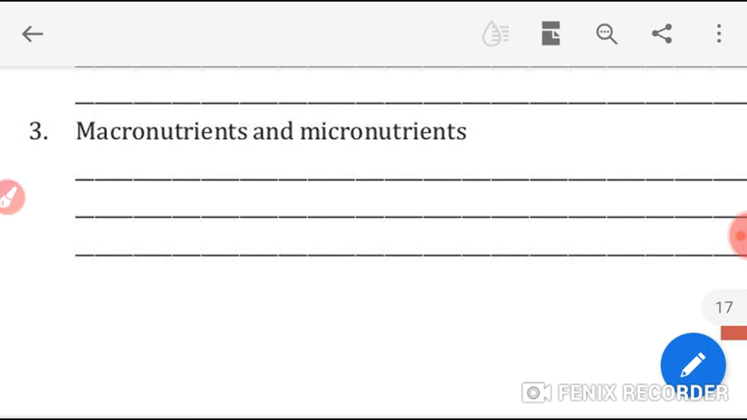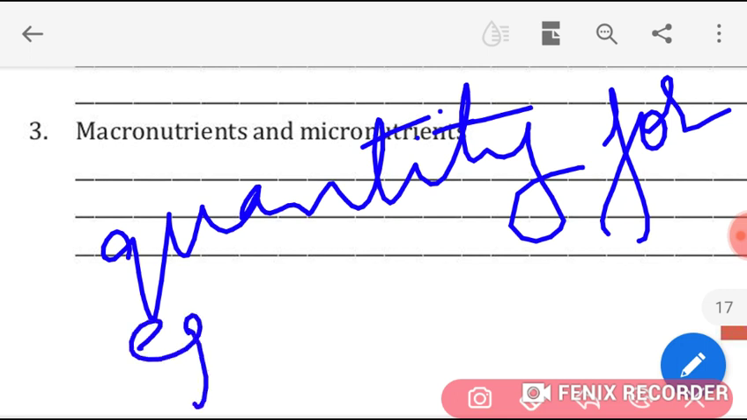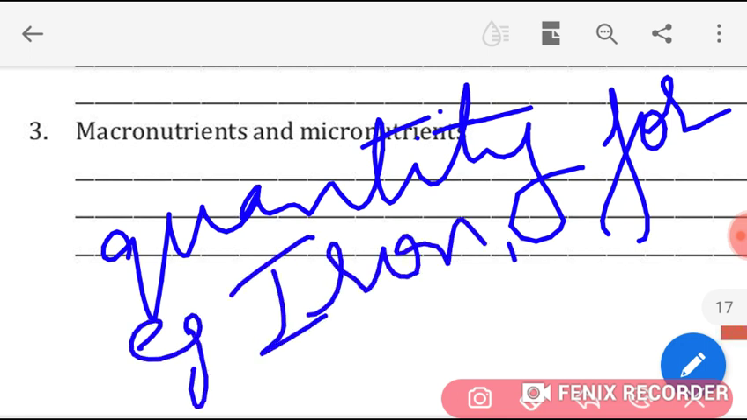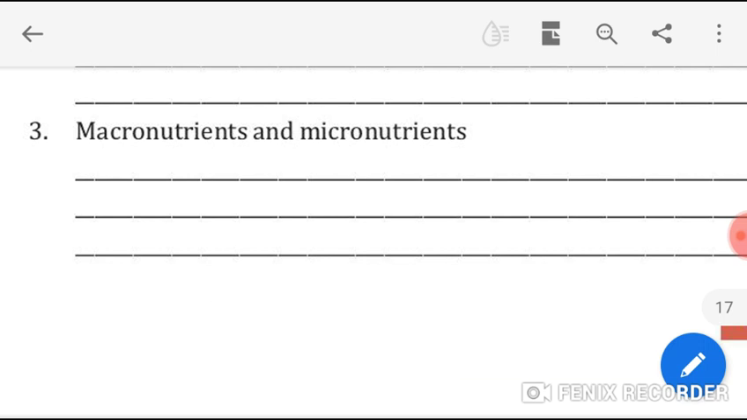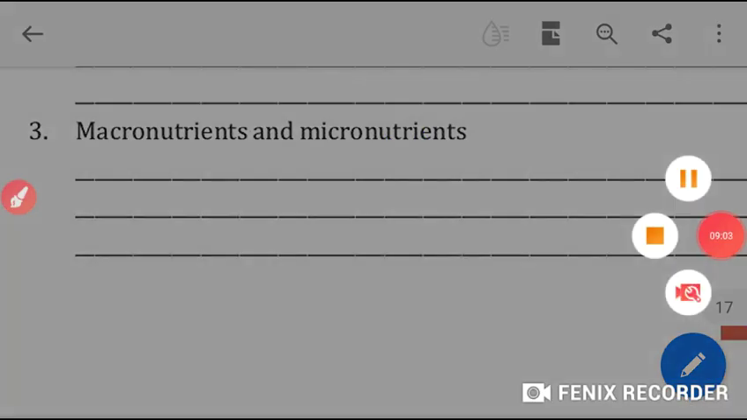The nutrients which are required in a small quantity for development and growth are called micronutrients. Example: iron, magnesium, zinc.